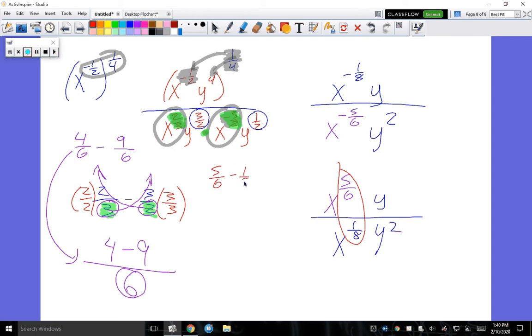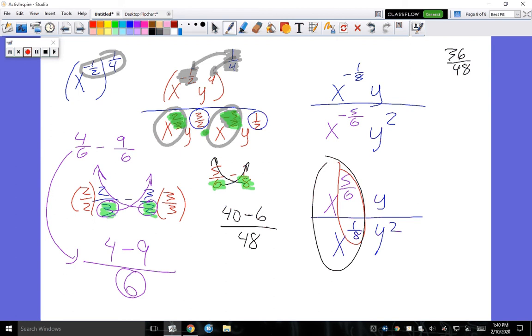5/6 minus 1/8. Here's that trick again. 6 times 5 is 40, and it is subtracting. And then the product of my two denominators is 48. So I'm left with what? 36 over 48, which will reduce to what? 3/4. 3/4, right? So it's a positive 3/4 the way I had it set up here.